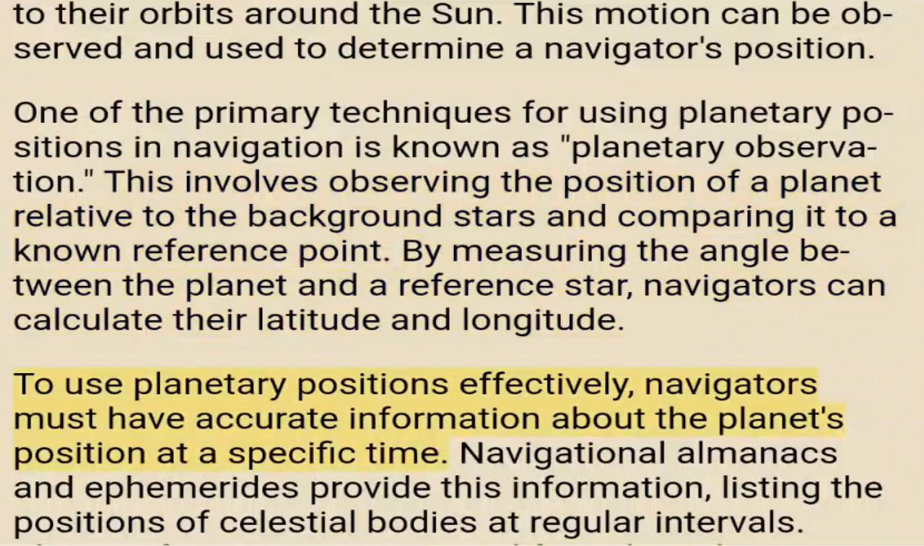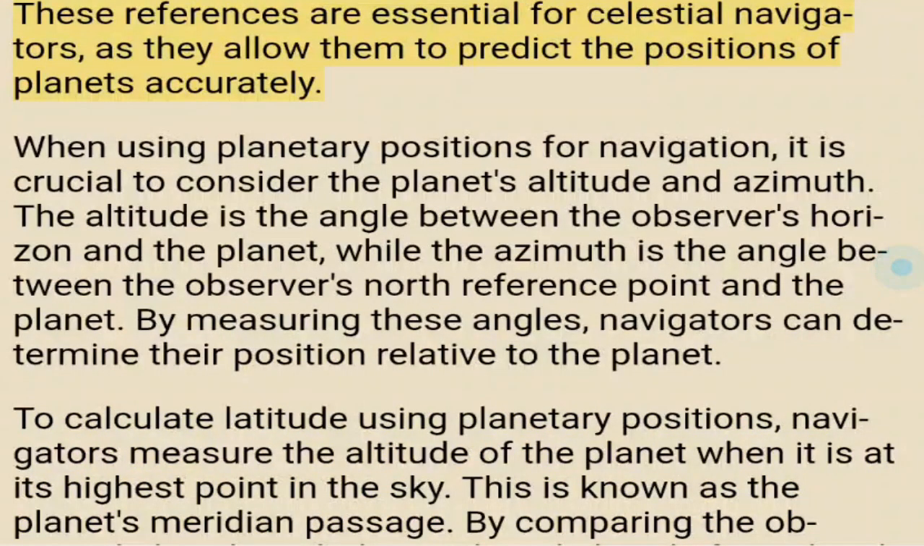To use planetary positions effectively, navigators must have accurate information about the planet's position at a specific time. Navigational almanacs and ephemerides provide this information, listing the positions of celestial bodies at regular intervals. These references are essential for celestial navigators, as they allow them to predict the positions of planets accurately. When using planetary positions for navigation, it is crucial to consider the planet's altitude and azimuth. The altitude is the angle between the observer's horizon and the planet, while the azimuth is the angle between the observer's north reference point and the planet.